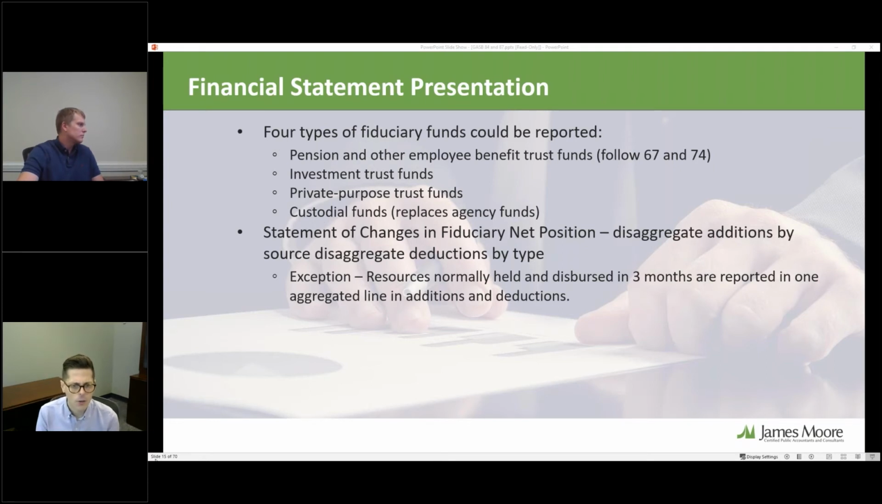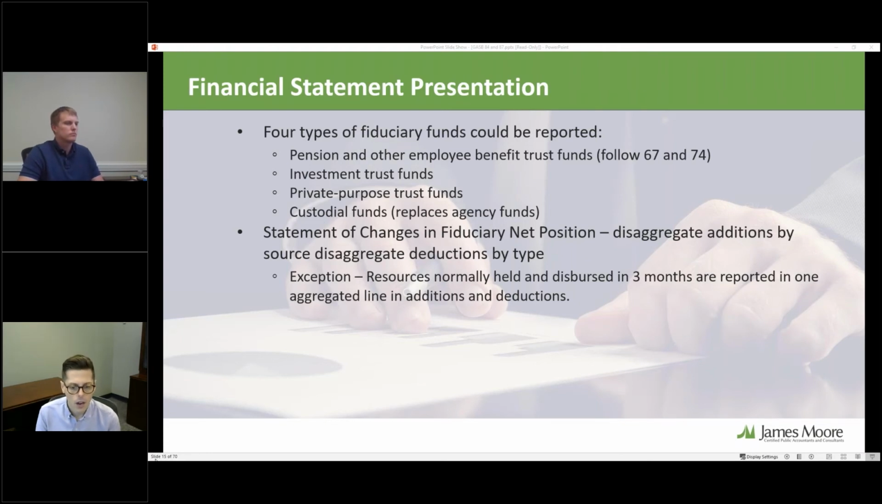There is going to be the requirement for a statement of changes in fiduciary net position. So before we just showed the balance sheet activity for the fiduciary funds, but now we're going to have to show the additions and deductions from these funds. And so that is a little different. However, there's an exception. If the funds that are held are dispersed in 3 months and are reported, they can then be reported in one line and deduction.